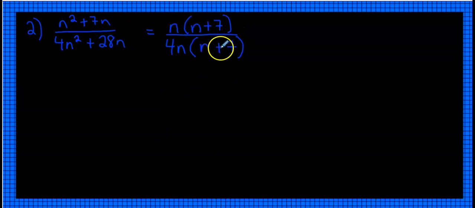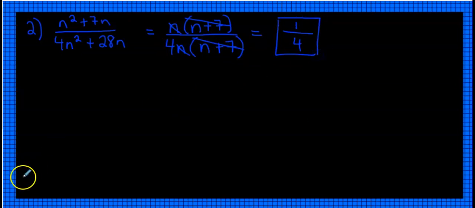Anytime you have a factor in common, even if there's a plus or minus between it, if it's exactly the same thing in the numerator and denominator, cancel them out. So I can cancel out the n plus 7. I can also cancel out these n's right here. If you end up with nothing left in the numerator, that's not a 0. Remember, that's a 1. And then my denominator, the only thing that's left is a 4. So this simplified is 1/4.